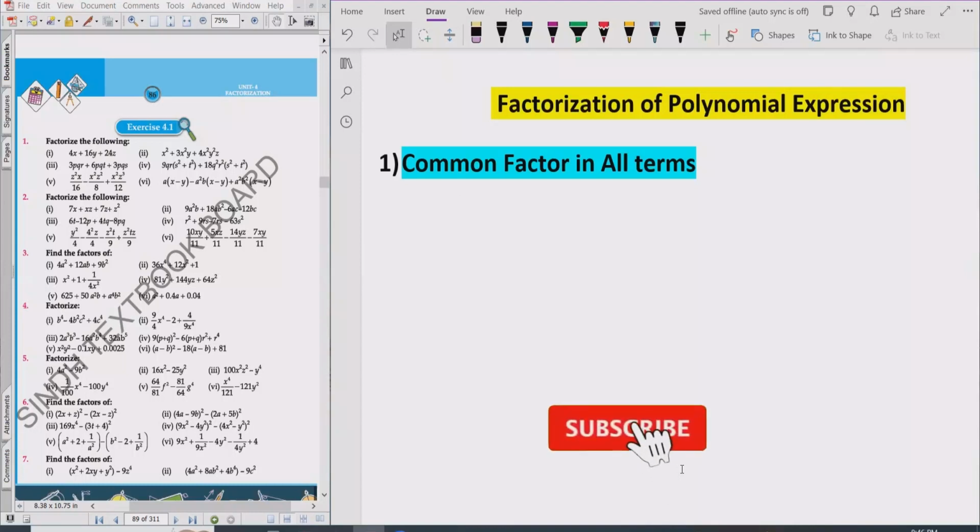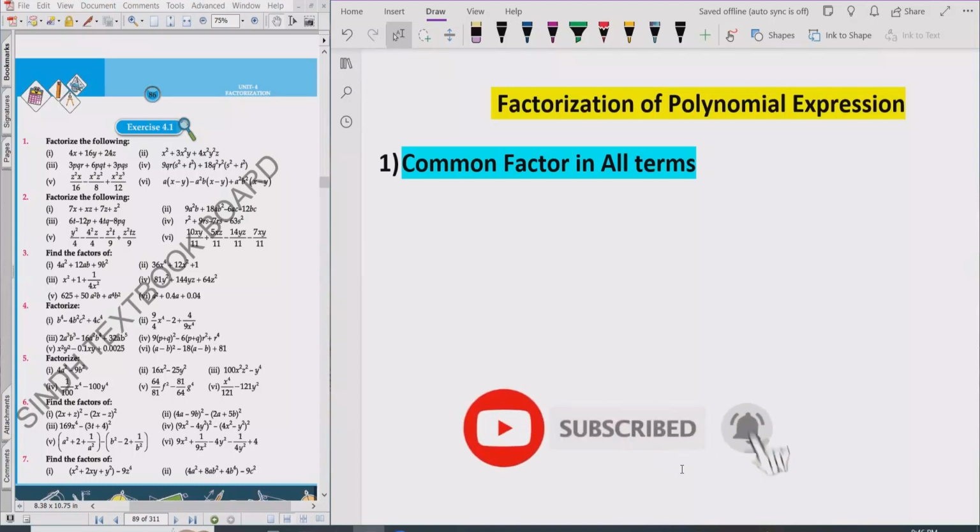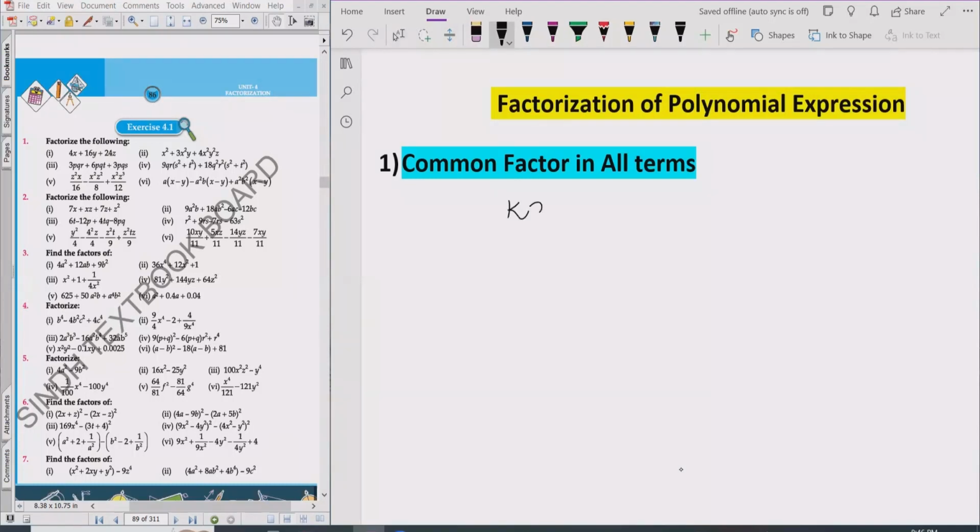We will solve some examples here, and now you will learn about how we can take a common factor from any expression. So first we will discuss the syntax of this. For example, we have k times a, k times b, and k times c.